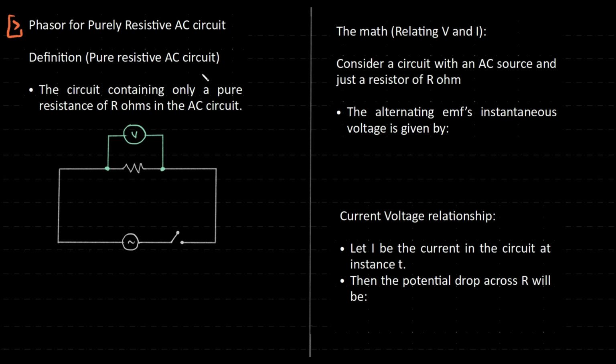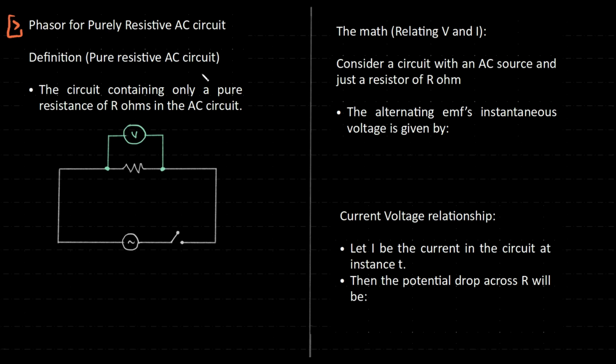We are studying what happens with the current and the voltage in a purely resistive circuit. We are trying to understand how they are related. So why is it that their relation will be different than what we have seen till now? That we'll understand in subsequent videos.